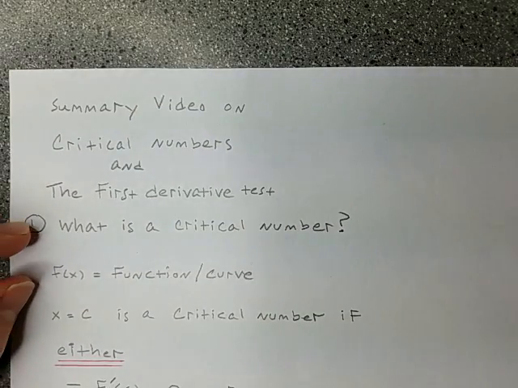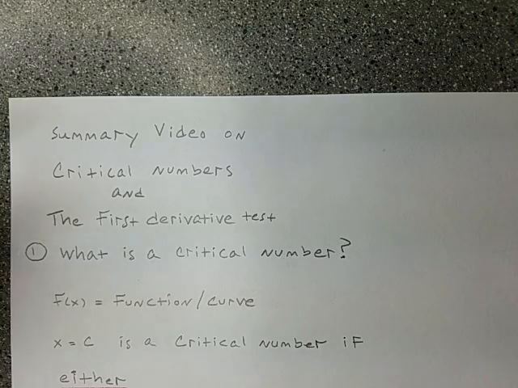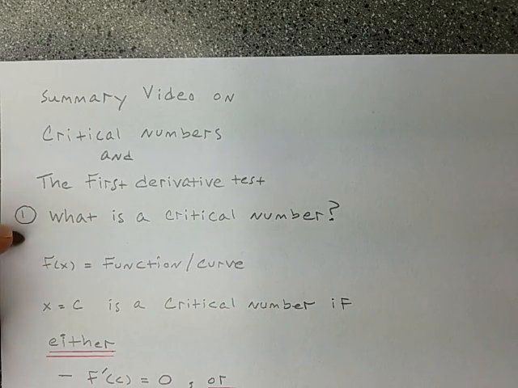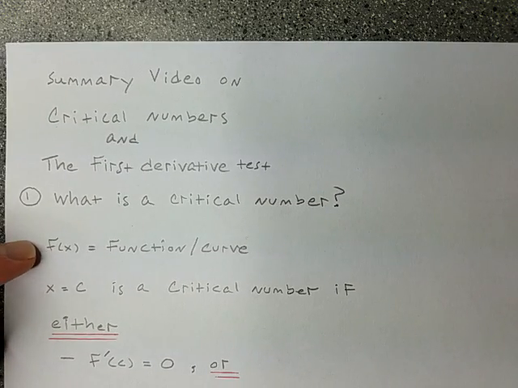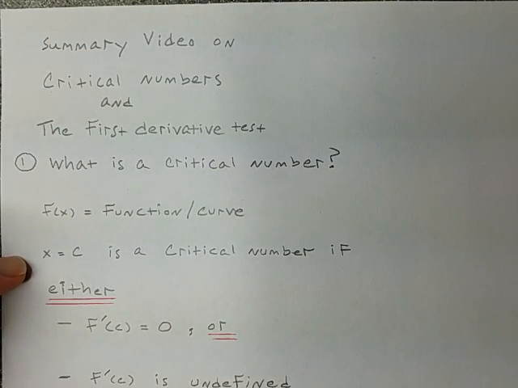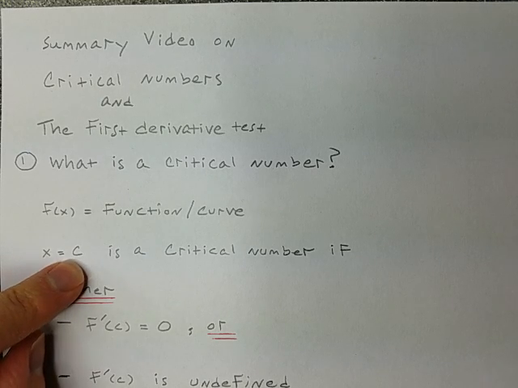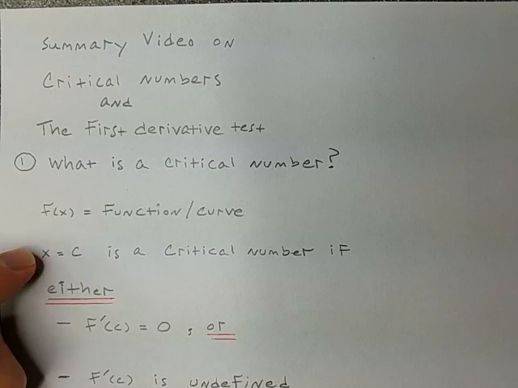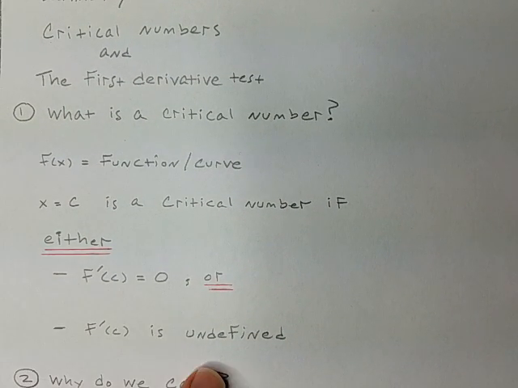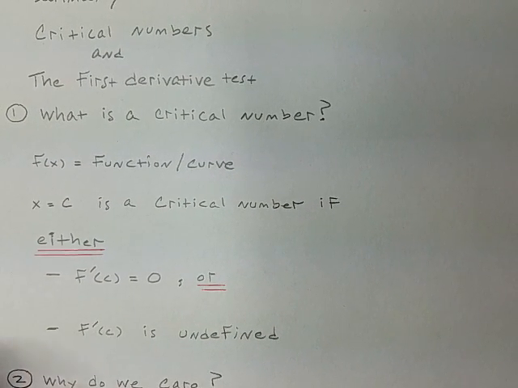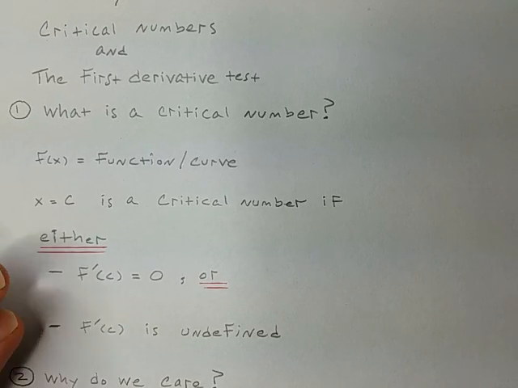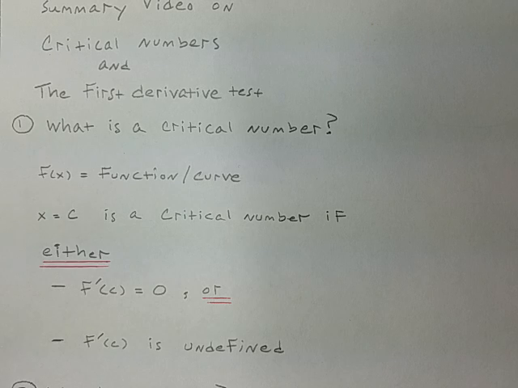So what's a critical number? If we're going to make a summary video or any video about critical numbers, we should start by making sure everybody knows what it is. So a critical number, if you have a function or curve, call it f of x, then some number c, let's just say c for now, I'm using a variable there, some number c is a critical number if the derivative is either 0 or undefined at c. Okay? And you'll see examples of both of those in the video. So that's just what a critical number is. We can't argue with that because it's a definition.